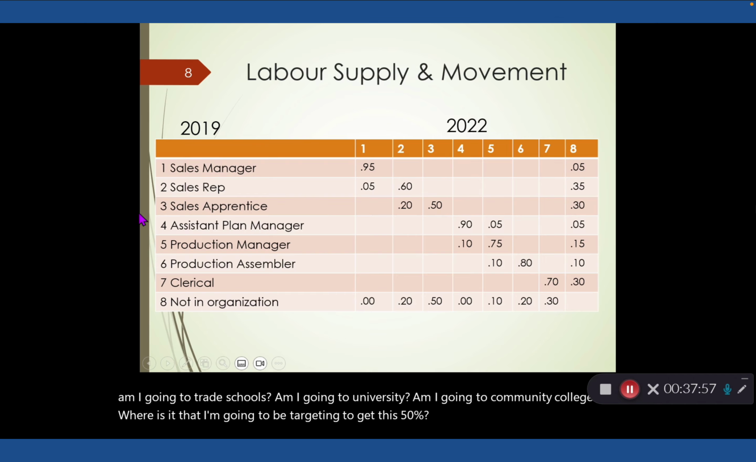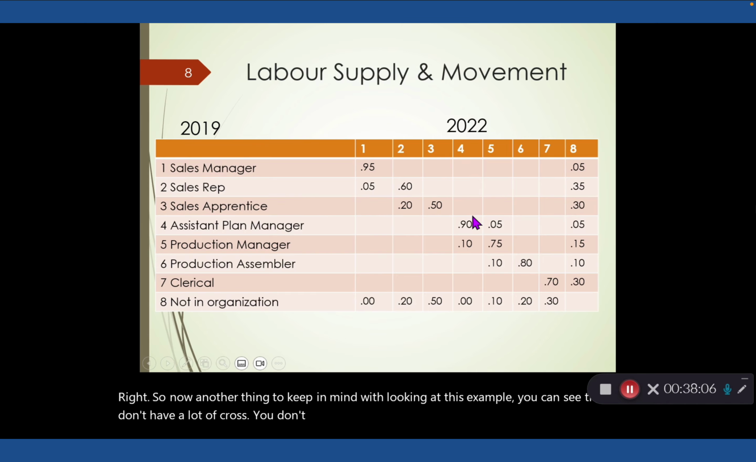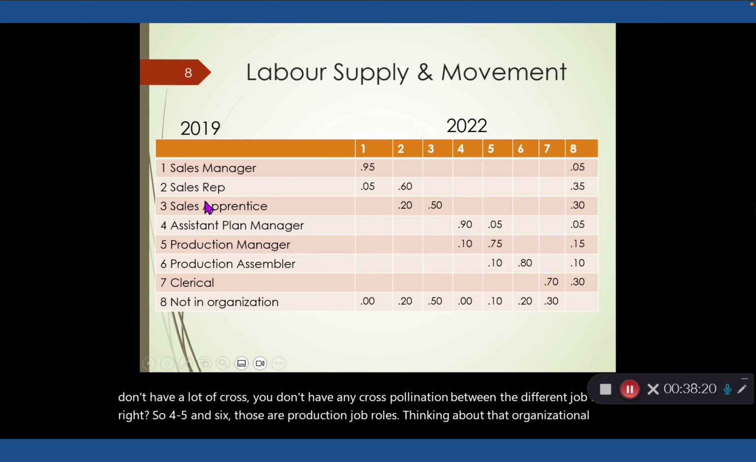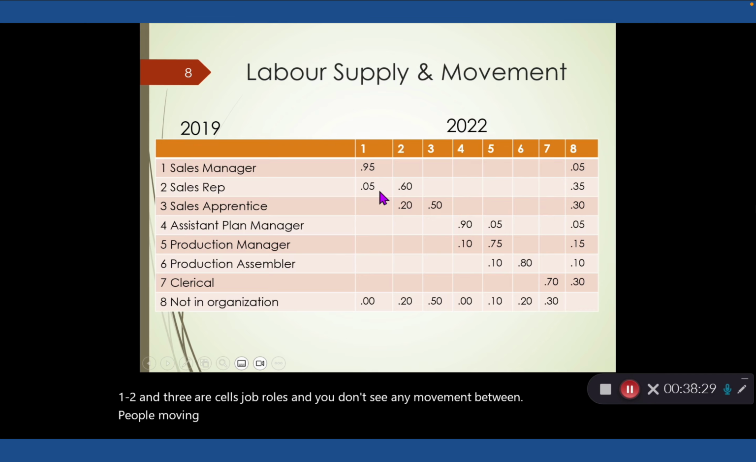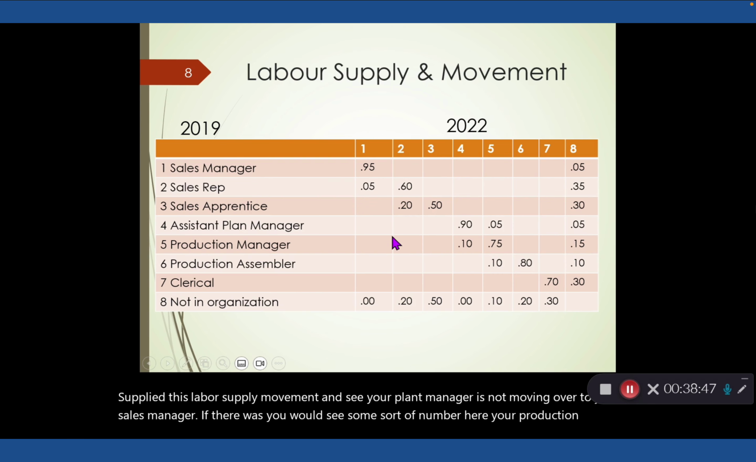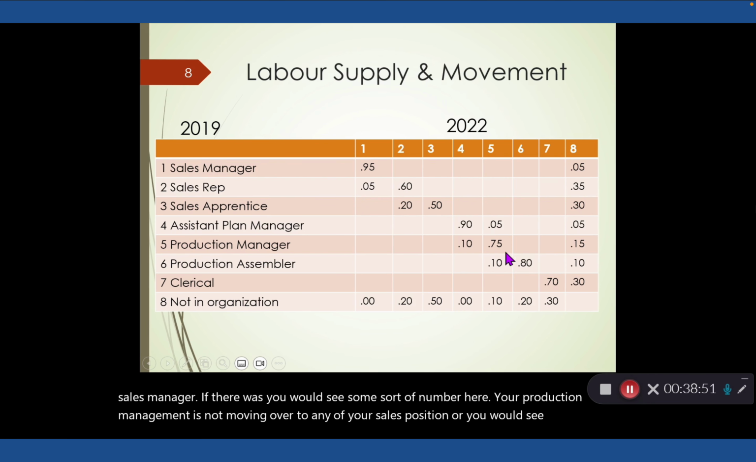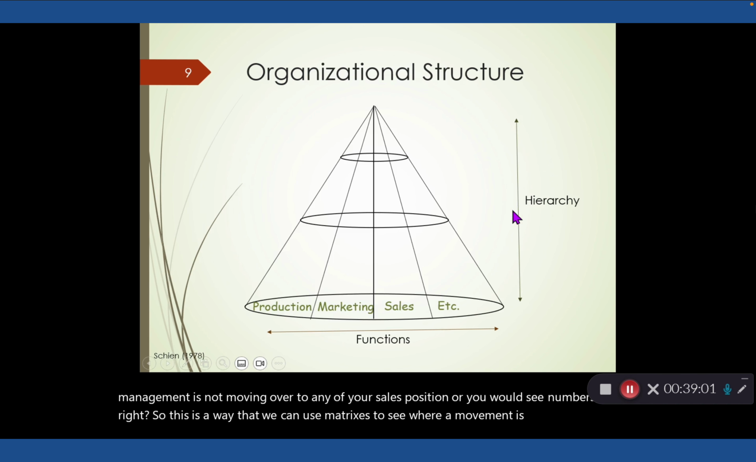Right? So now another thing to keep in mind with looking at this example is you can see that you don't have any cross-pollination between the different job units, right? So 4, 5, and 6, those are production job roles, thinking about that organizational pyramid. 1, 2, and 3 are sales job roles. And you don't see any movement between people moving from production to sales. You can walk through this labor supply movement and see your plant manager is not moving over to your sales manager. If there was, you would see some sort of number here. Your production management is not moving over to any of your sales positions, or you would see numbers here. Right? So this is a way that we can use matrices to see where movement is going.